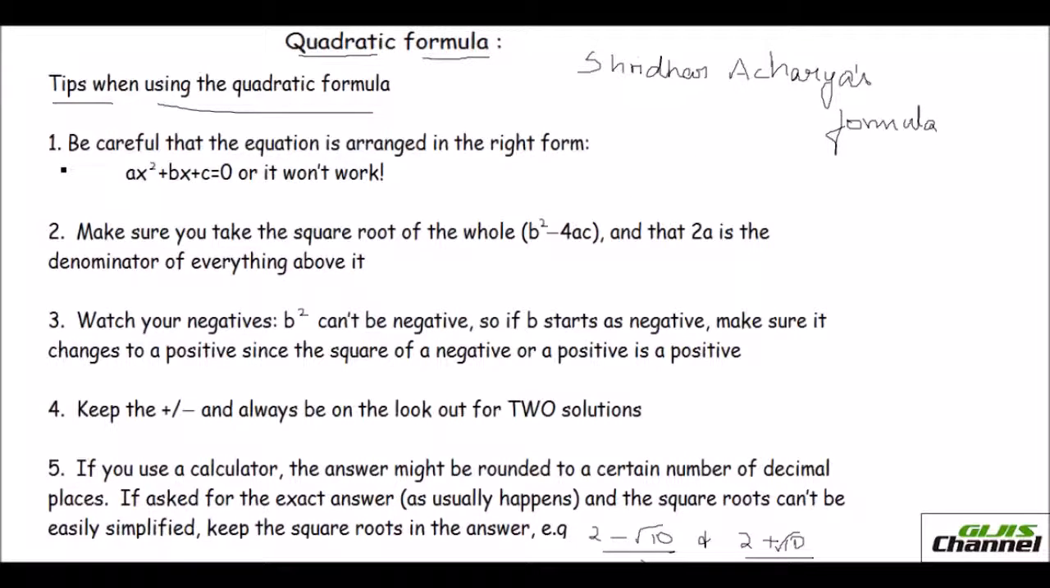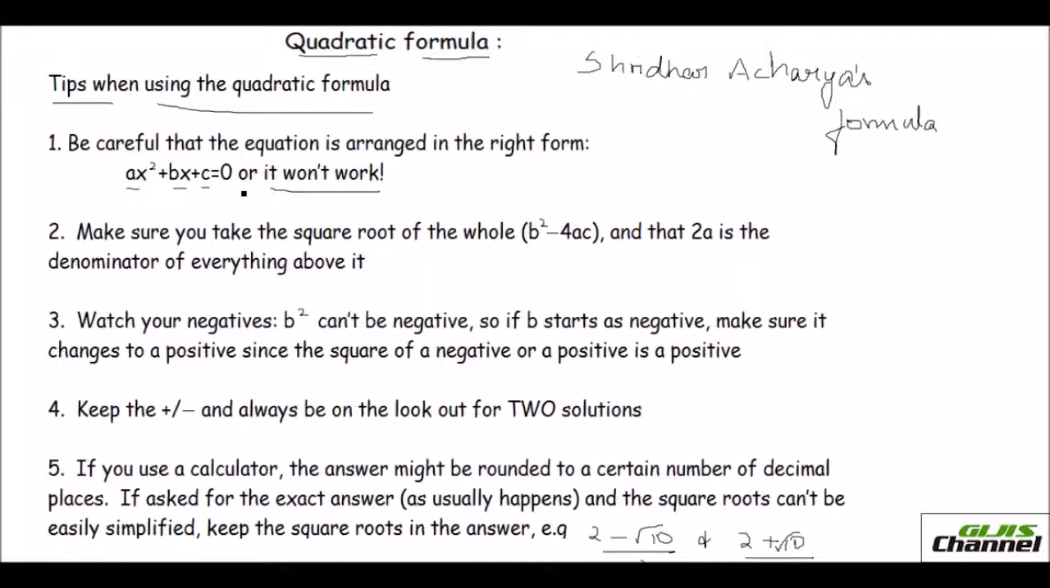When you're using the quadratic formula, first you should be careful that the equation is arranged in the right form. That is, in the standard form of a quadratic equation, which is ax square plus bx plus c equals 0. Else, it doesn't work. So, you should have one x squared term, one x term and a constant term on your left side. And the right side should be 0.